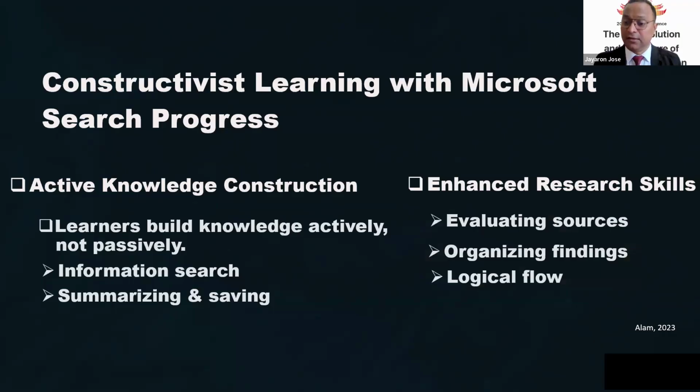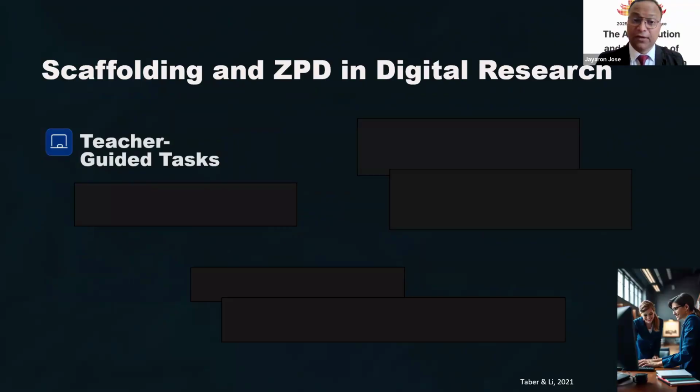Also, it improves their research skills. They evaluate sources. Of course, NewsGuard, especially in Search Progress, helps them evaluate the sources, and they organize their findings in a logical flow. Of course, scaffolding and the zone of proximal development, ZPD, in digital research works here as the theory put forth by Vygotsky.